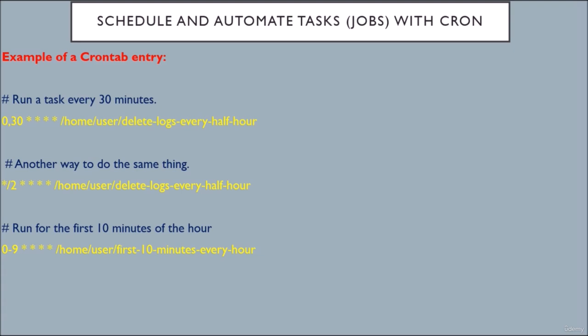Another way to do this is you can type in asterisk /2. So basically what this is doing is dividing 60 by 2. So that's 30 minutes. It will run every 30 minutes as well.